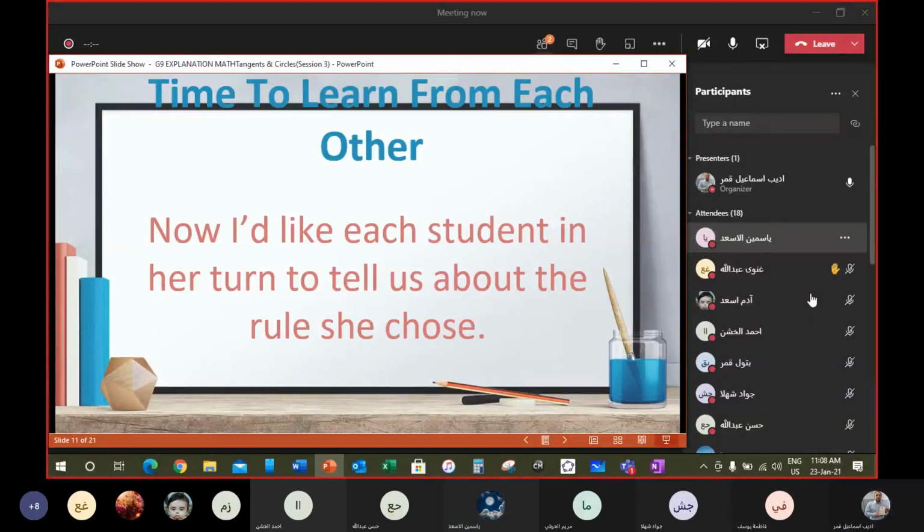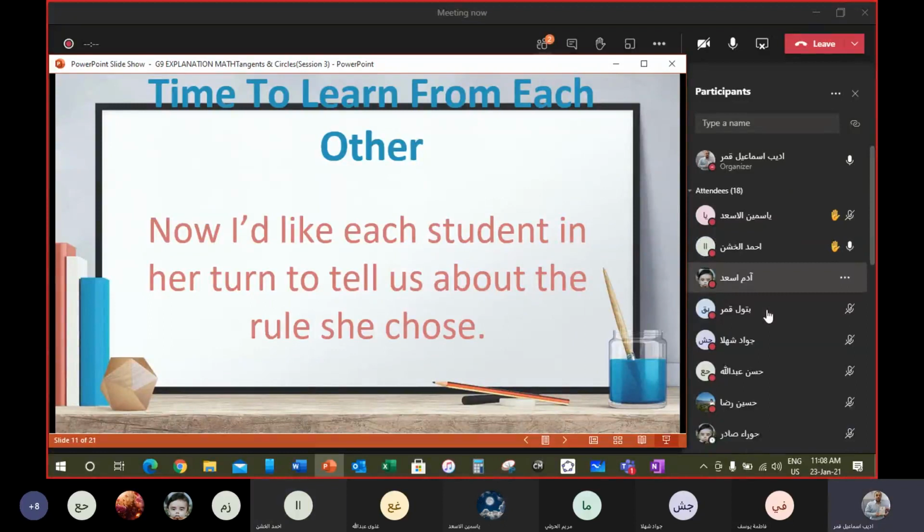Ghinwa. The vertex of the right angle should be on the circle. Good, this is the angle facing the diameter, right? Ahmed Khashin. We can't draw any tangent from M to C, from the point to the circle, where the point is inside. We can't draw any.